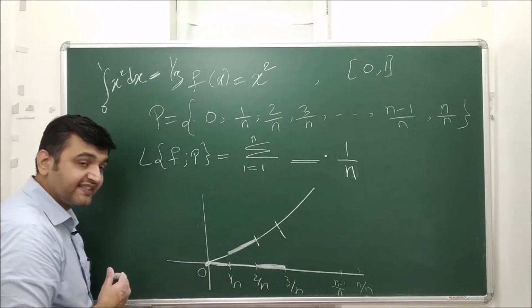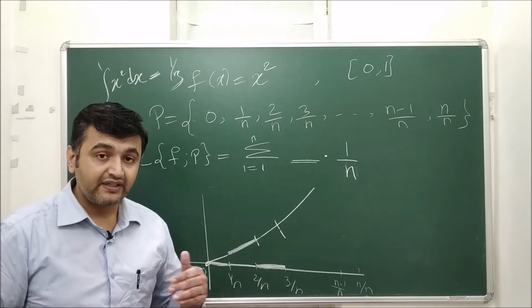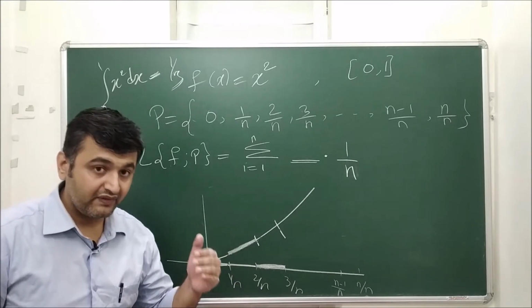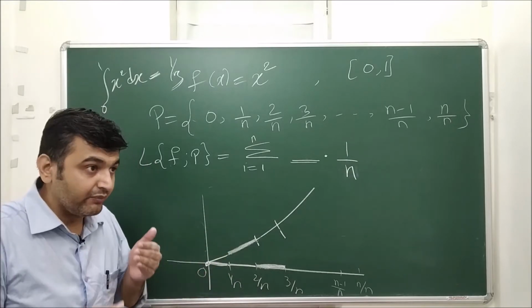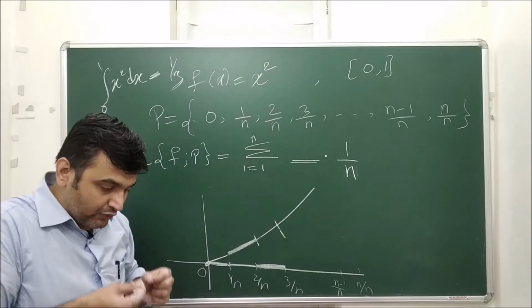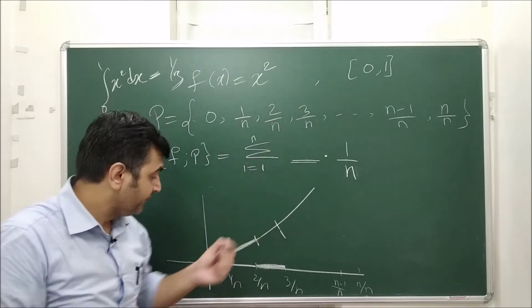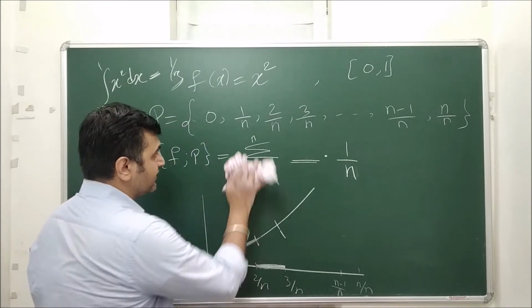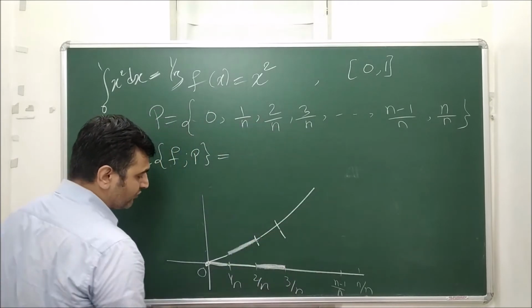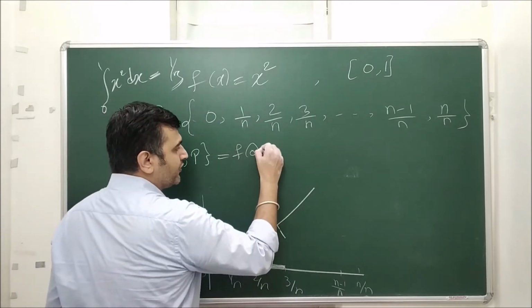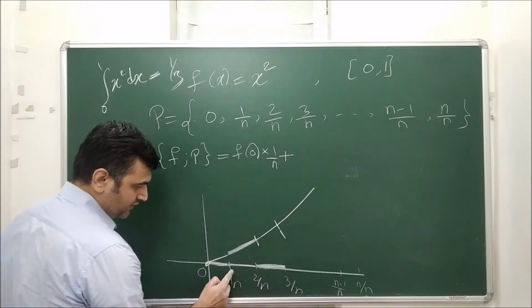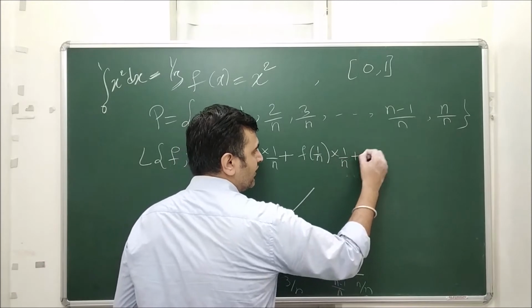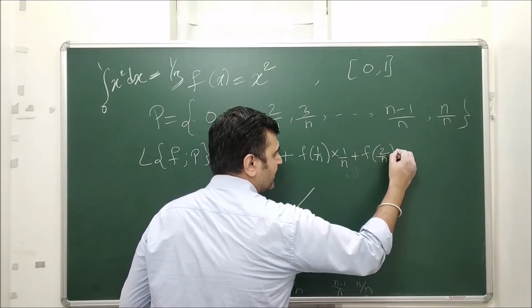Since it's an increasing function, you will observe that for increasing functions, the minimum value of the function will always be attained at the left end point, because the function is increasing, no? So the minimum value will always be on the left side of the subinterval. So here what you get is, let me write it down first, let me split it first and then I will use the summation symbol. So f of 0 into the length of the subinterval, plus f of 1 by n into the length of the subinterval, plus f of 2 by n into the length of the subinterval.